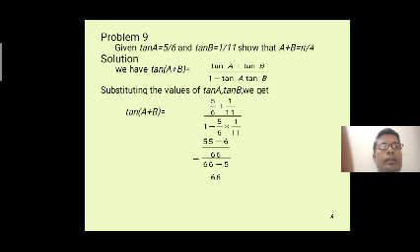After simplification we get (55 plus 6) by 66 divided by (66 minus 5) by 66, that is 61 by 61, equal to 1. In the place of 1 we can also write tan 45 degrees. Therefore A plus B equal to pi by 4 is also possible.